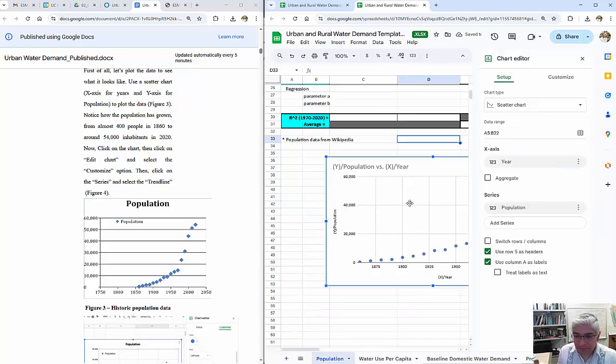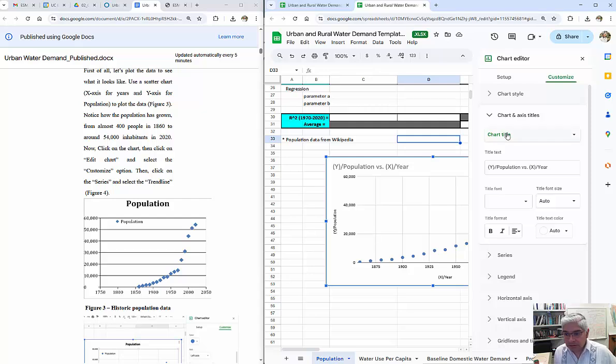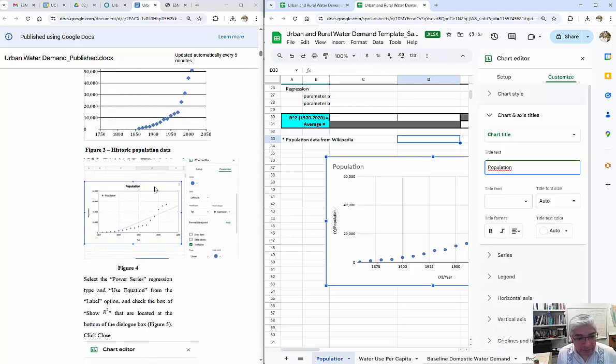We can edit the chart, for instance the chart title, we can have it as it is there, population. Then what it is asking us is to create a trend line.